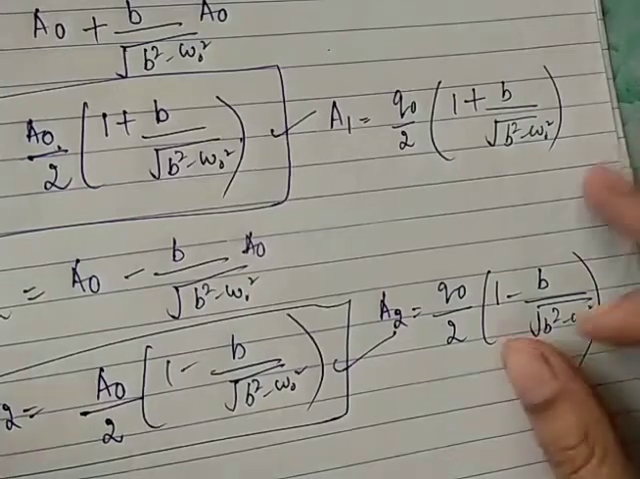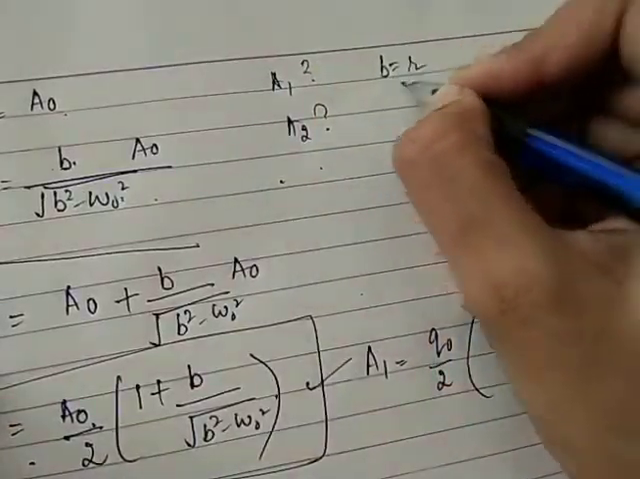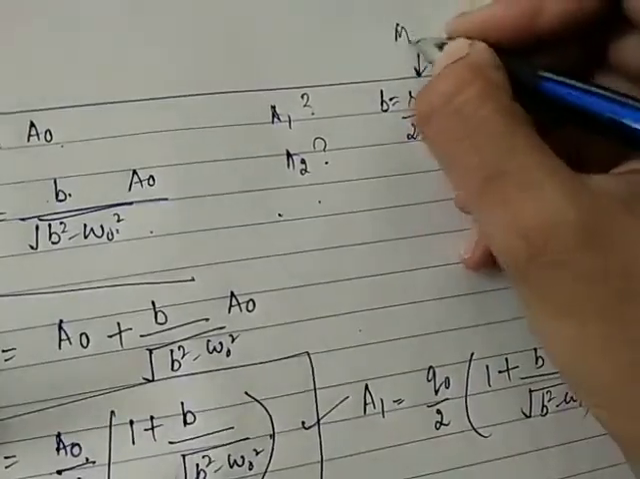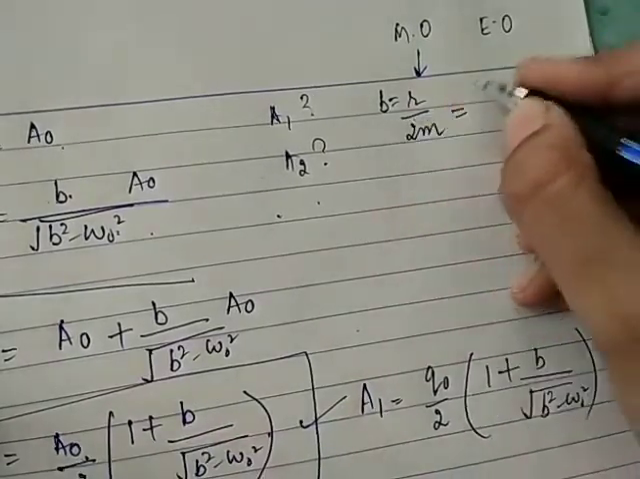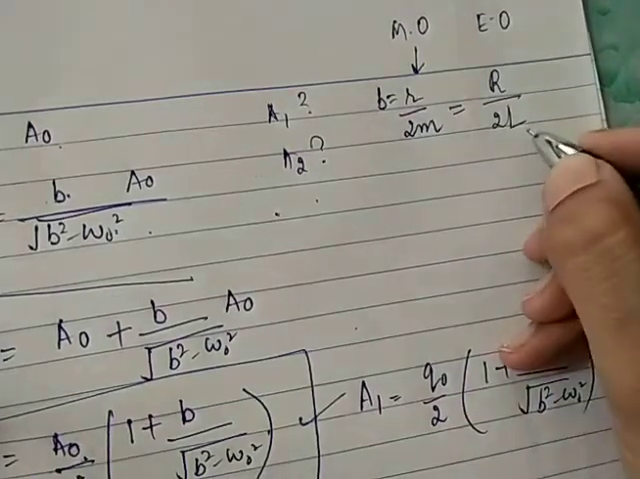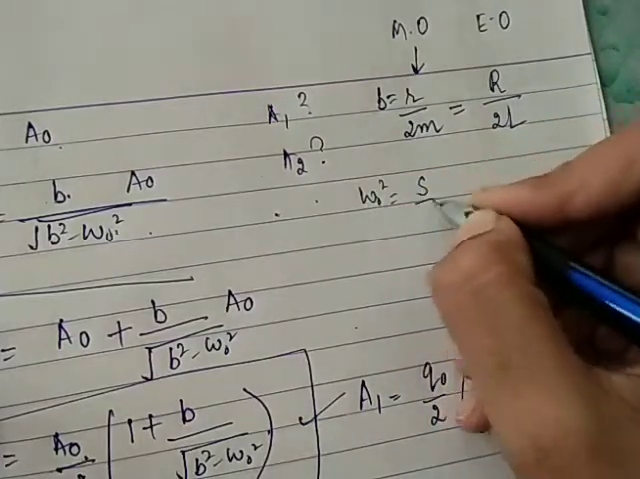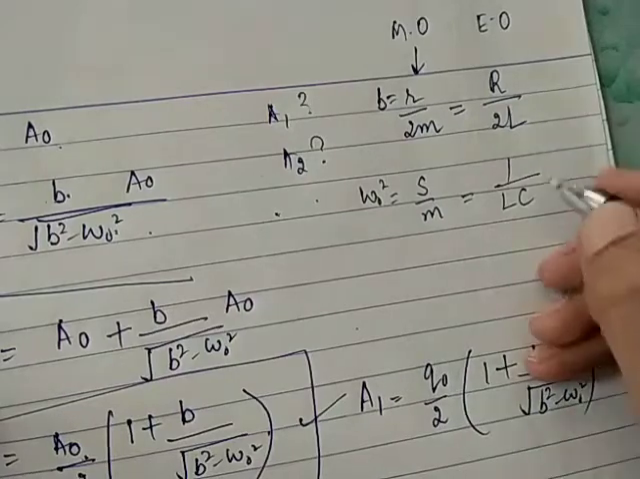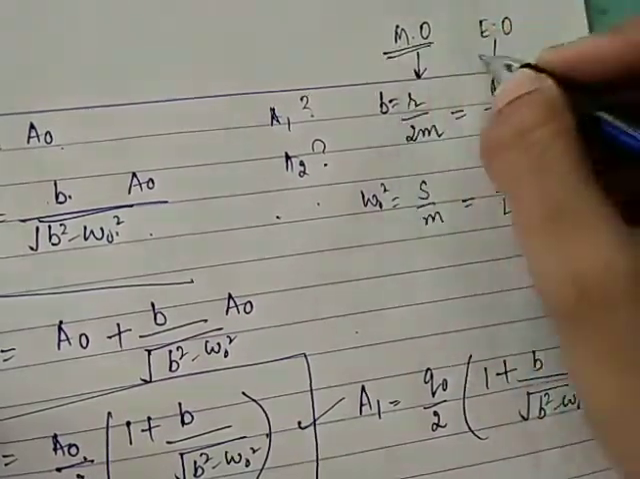In case of the mechanical oscillator, the value of b is small r upon 2m, while in case of the electrical oscillator, the same b is equal to capital R, which is resistance, upon 2L, where L is inductance. Also we have omega naught square as s upon m, and here we have omega naught square as 1 upon LC. So these are just the differences between the mechanical oscillator and the electrical oscillator.